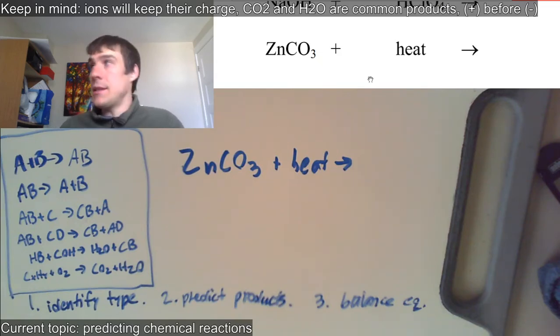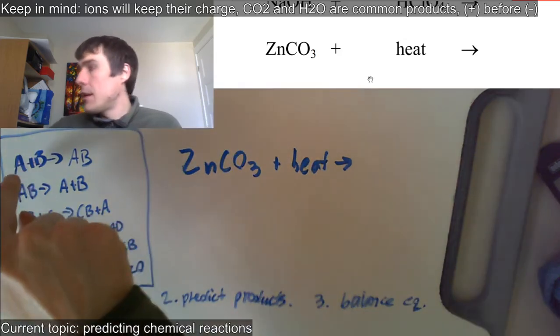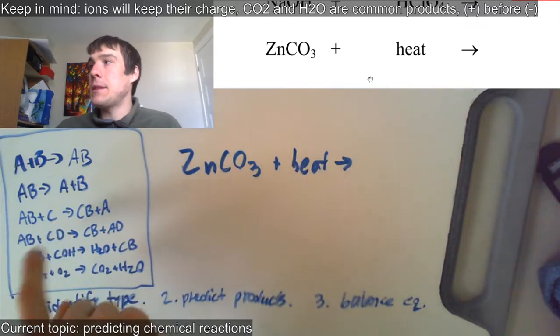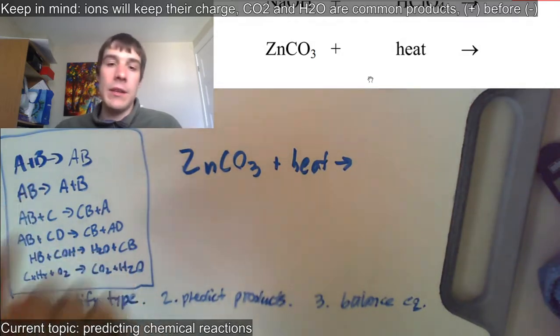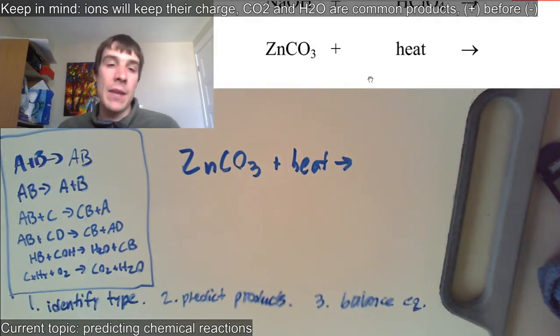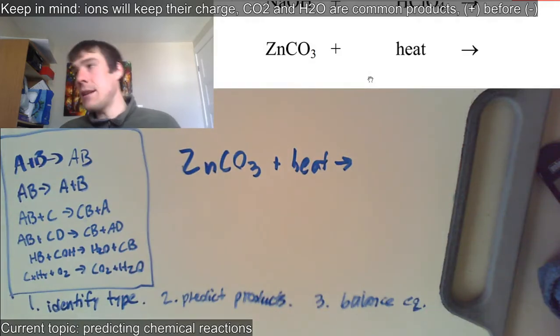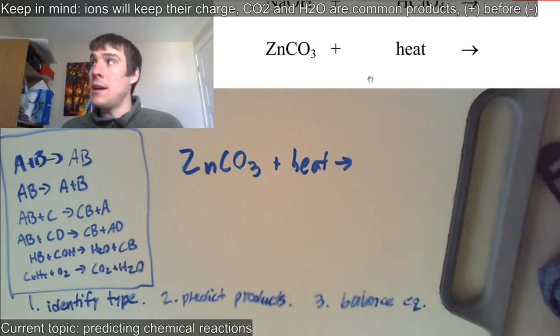So this is just a single thing at the start, and we only have one type of reaction that starts with a single reactant. This is A plus B, this is AB plus C, AB plus CD, HB plus COH. There's only this guy, only the decomposition, so it's going to fall apart. Now there's a problem here in that it's not going to fall apart neatly. And one way to remember this is that guy up there, CO2, is a very common product.